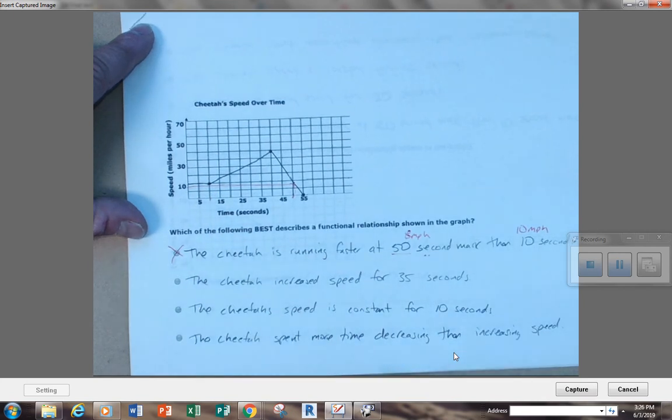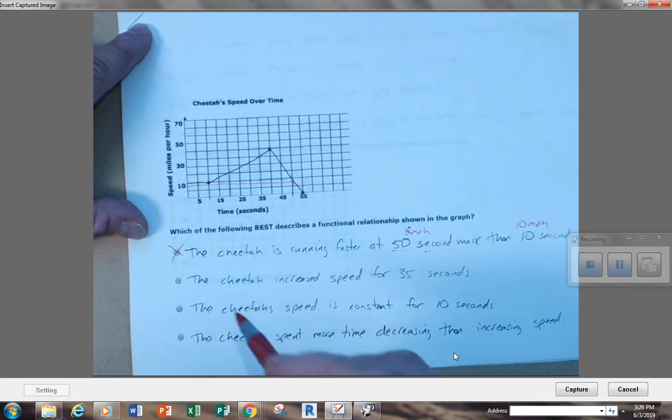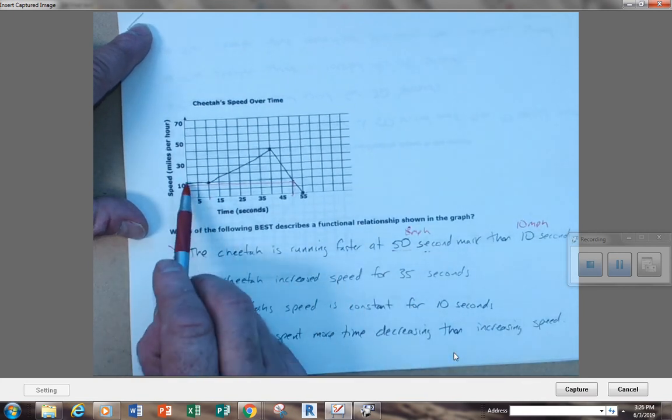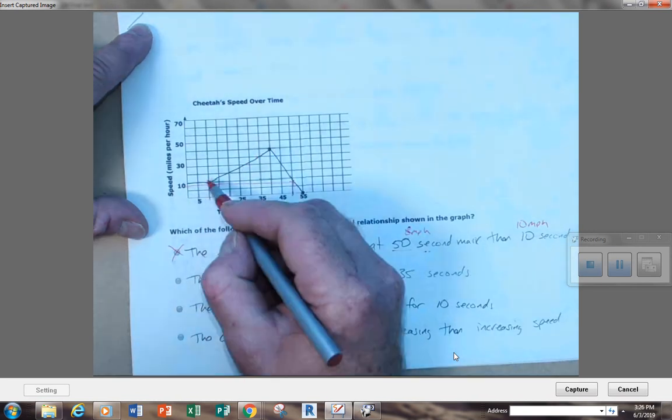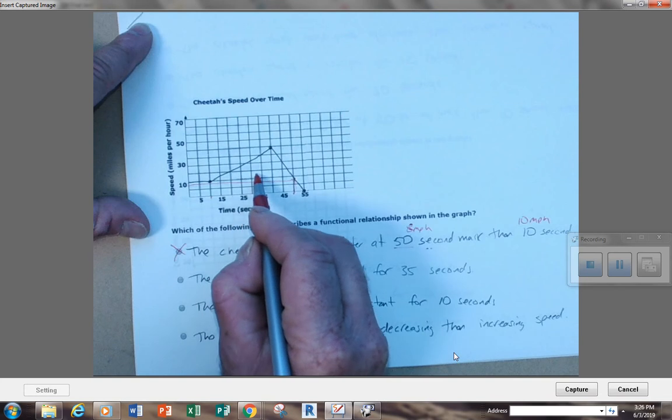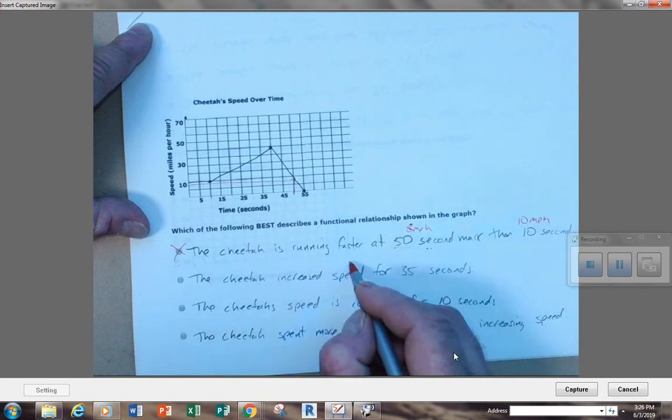The cheetah increased its speed for 35 seconds. This is maintaining its speed, increasing, decreasing. I could see this spot, it was increasing 5, 10, 15, 20, 25, 30 seconds. So that is false. This saying it increased for 35, but really it's only 30 for this graph. The cheetah's speed is constant for 10 seconds. You can see right here, 10 seconds straight. That is good.